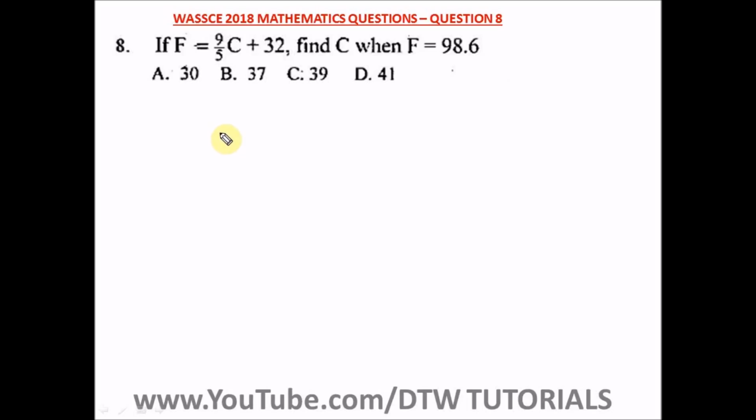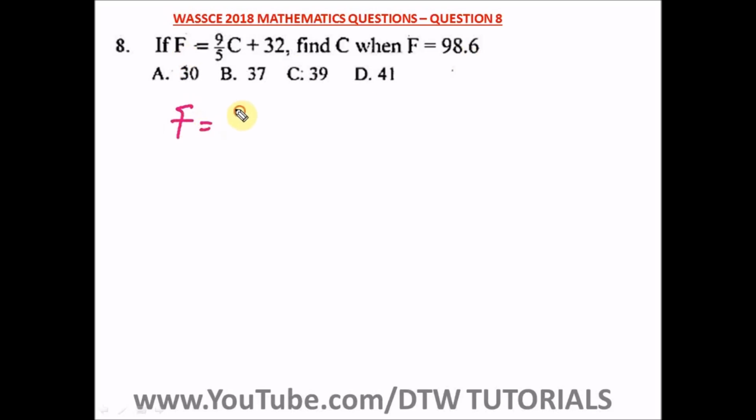Question 8 of the WASSCE 2018 Mathematics Past Question, that's your WAEC exams. It says if F is equal to 9 over 5C plus 32, find C when F is 98.6. Okay, so we put in the value of F into this equation to get C.